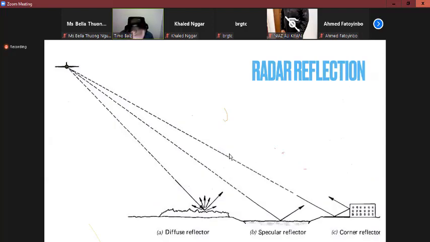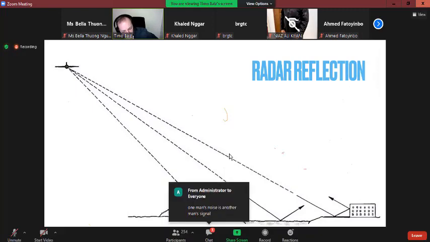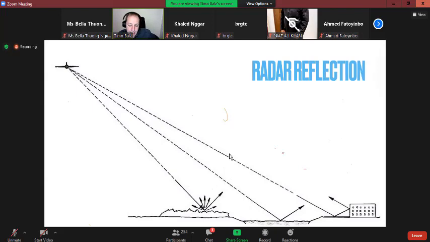Okay. So, in terms of radar reflections, we talked a bit about that. Right? We have the diffuse reflections, we have specular reflections, and we have these corner reflections, which are quite common in SAR and give us these very bright pixels from urban areas or from ships. Right?